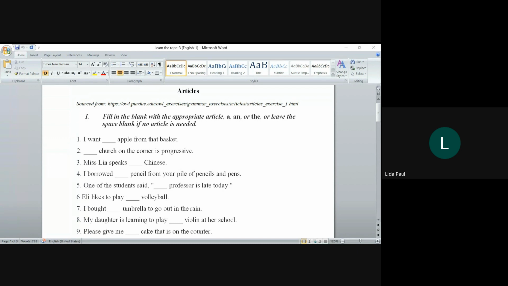Now, the next thing here would be: my daughter is learning to play dash violin at her school. This is also an important sentence. Because of the presence of a vowel sound, or because of the presence of the vowel sound? You said the presence of the vowel sound because you're talking about a specific sound, right? So we can say because of the presence of a vowel sound. Okay, what was the sentence? My daughter is learning to play dash violin at her school.